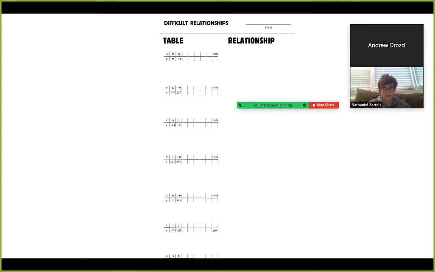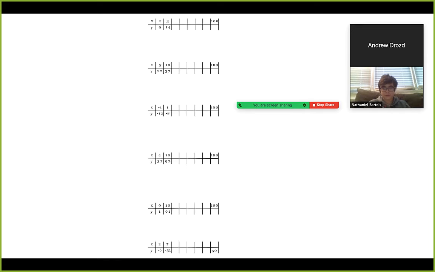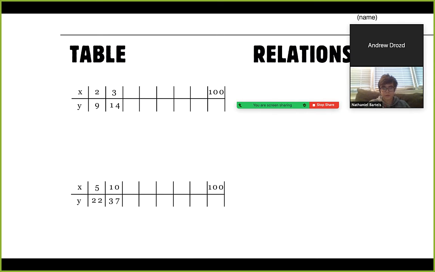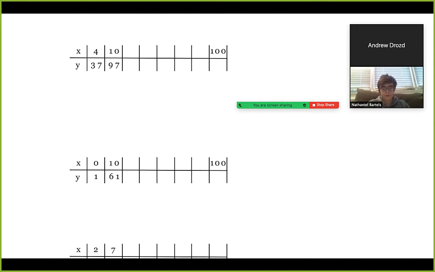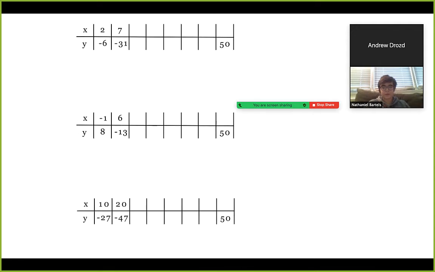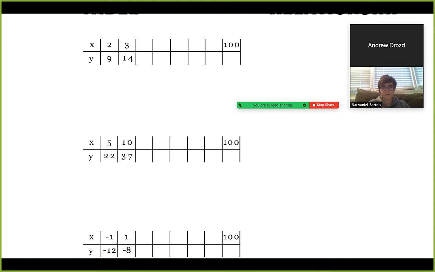All right, Nathan, so here is what we have. We've got tables, and we're going to need to identify two things. We're going to need to figure out what the relationship is, and we're going to need to figure out what the value of y is when x, in this case, is 100, and in this case, when x isn't 100, and in fact, in all the cases, when x is 100, except for some of these down here. And so let's jump right on in.